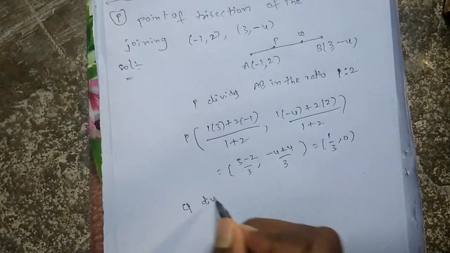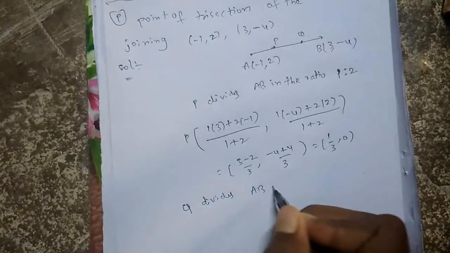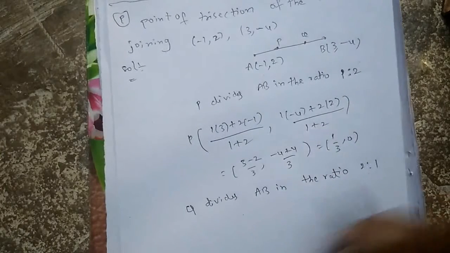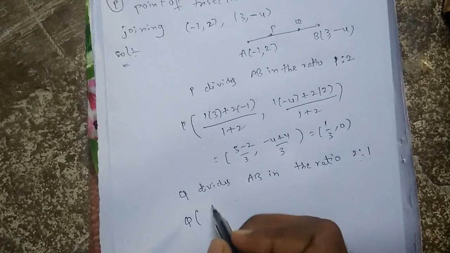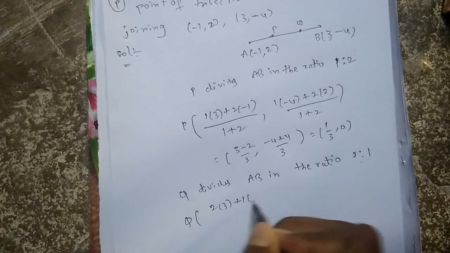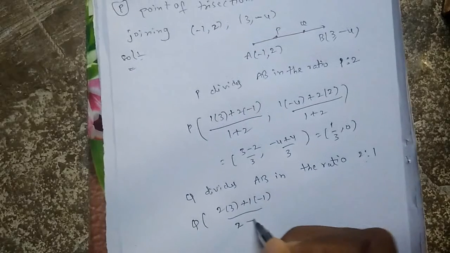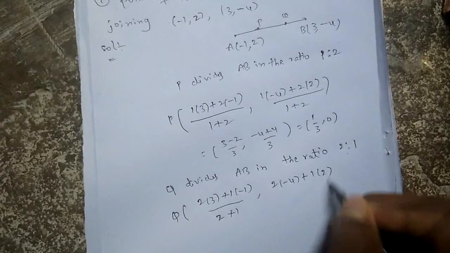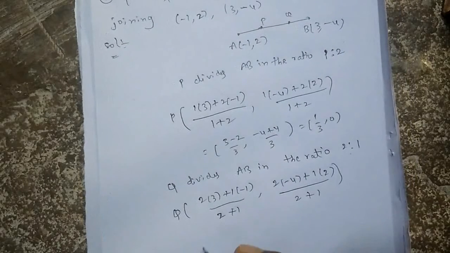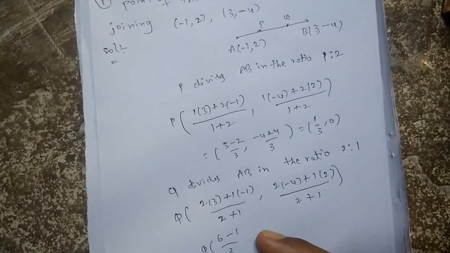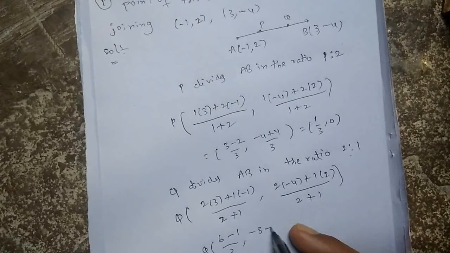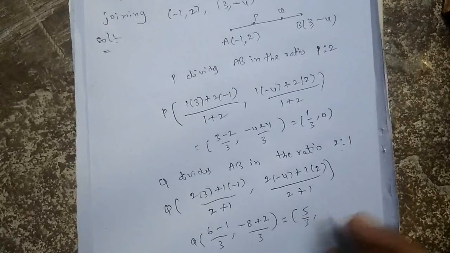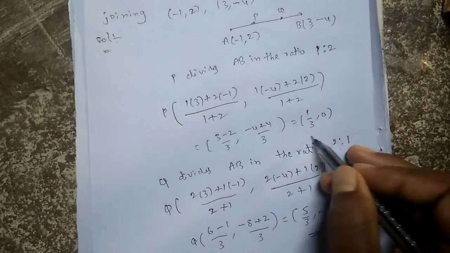And Q divides AB in the ratio 2 is to 1. Therefore Q is (2 into 3 plus 1 into minus 1) by (2 plus 1), using the section formula, (2 into minus 4 plus 1 into 2) by (2 plus 1). Therefore Q is (6 minus 1) by 3, (minus 8 plus 2) by 3. That is (5 by 3, minus 6 by 3, which is minus 2). This is P and this is Q.